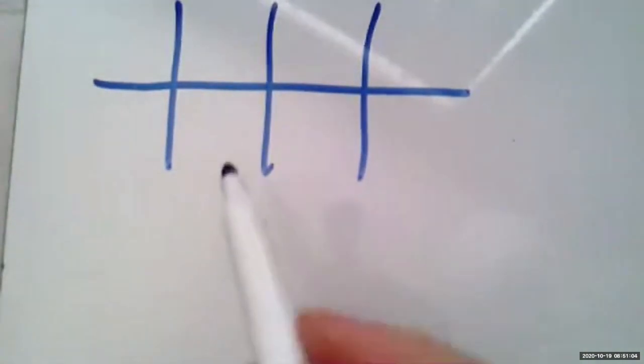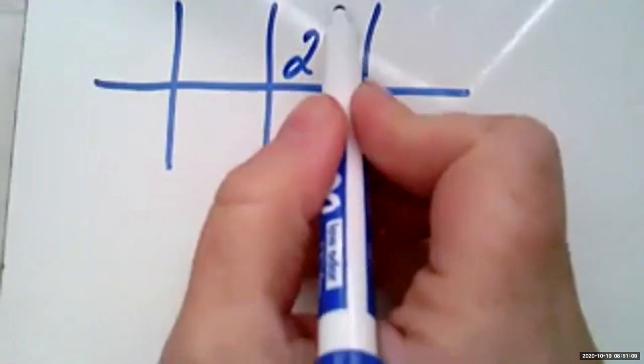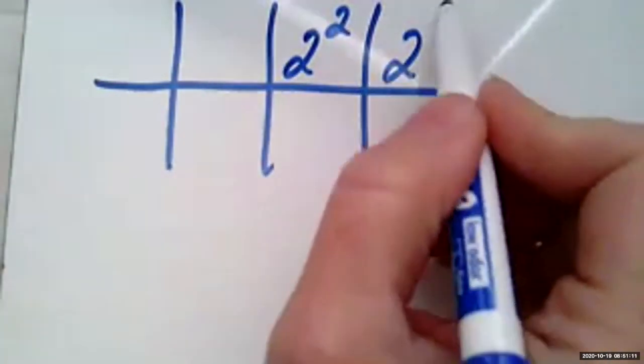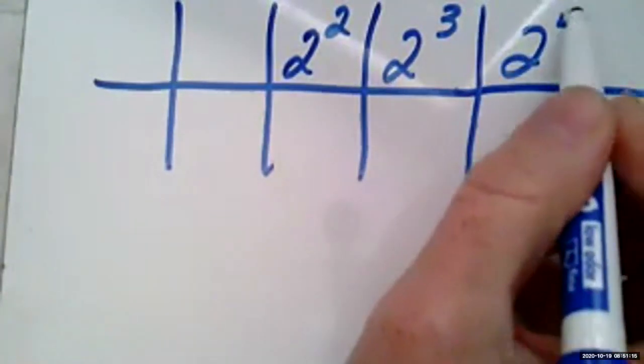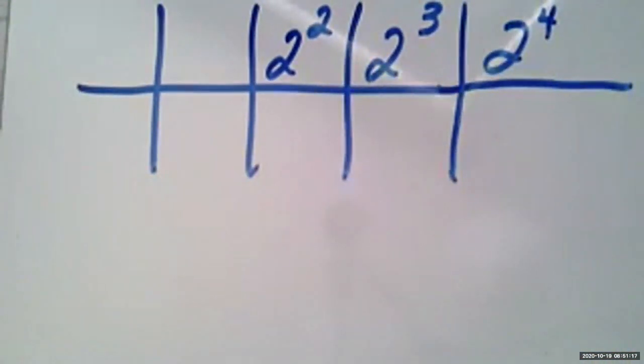Oh, I can almost see my chart. There we go. There's my quick chart. 2 to the second power, 2 to the third power. And I'm going to do one more. 2 to the fourth power. All right. 2 to the second power.